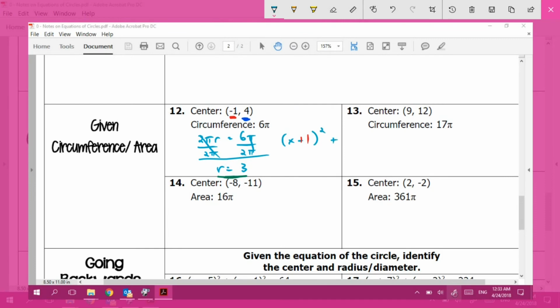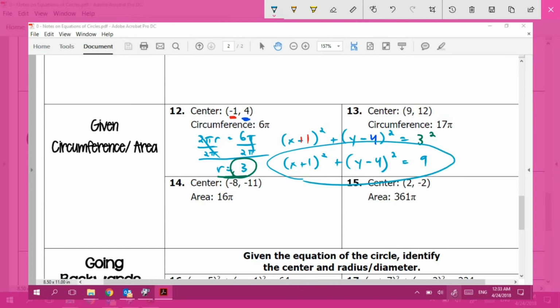Plus y minus 4 squared equals, what's my radius that I found? It's right here, the 3. So it's 3 squared. And 3 squared is 9, so I'm just not going to write the 3 squared, I'm just going to write 9. So my final answer is x plus 1 squared plus y minus 4 squared equals 9. That is my final answer.